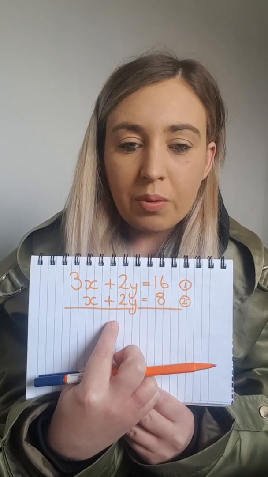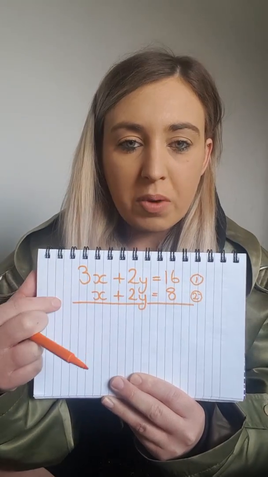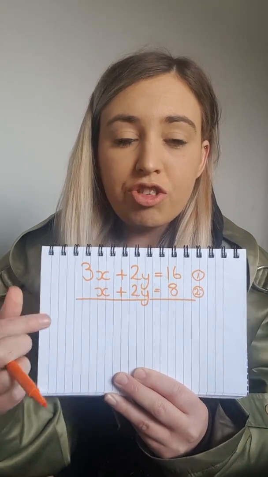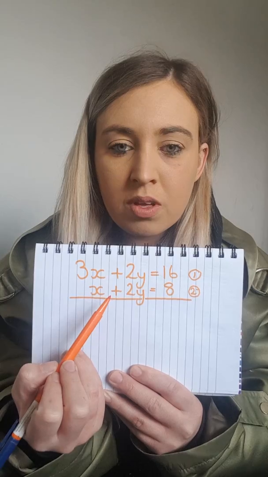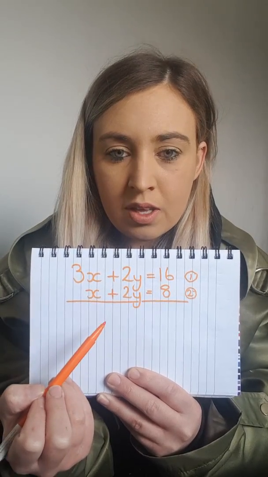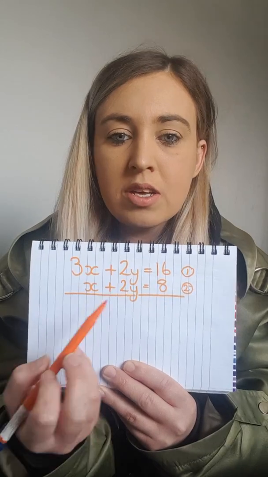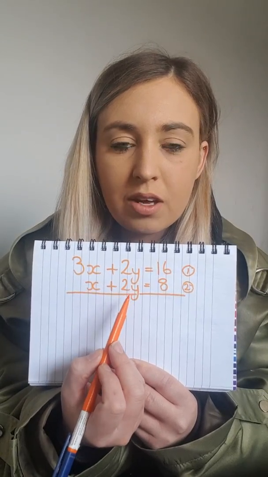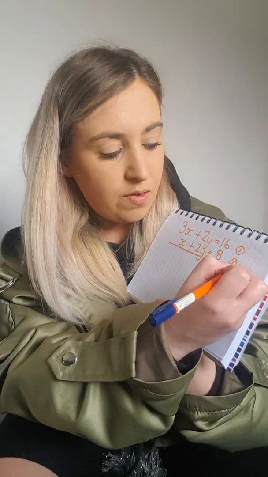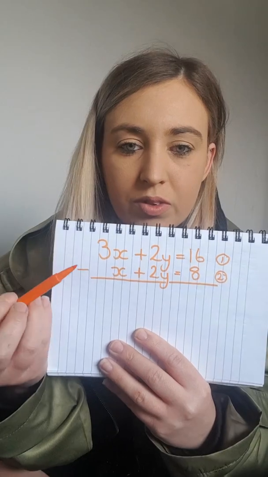Okay, now we have to decide, are we going to add these two equations or are we going to minus them? Now, the general rule is, if this sign in the middle is the same, then we will take away. If it's different, then we will add. Okay, so in this case, it's the same sign, so I'm going to take away equation 2 from equation 1. So we can see what this will leave us with.